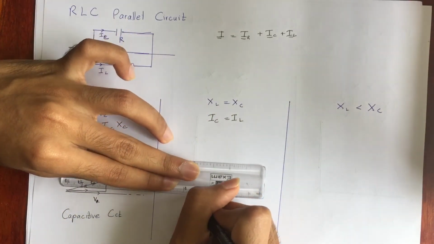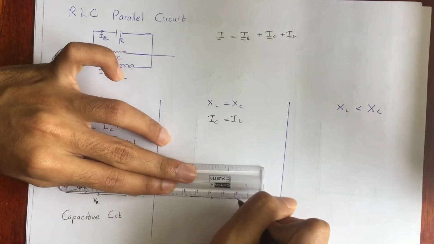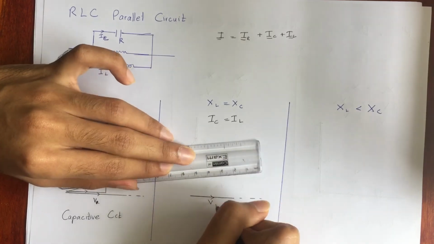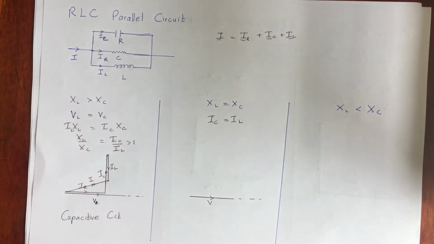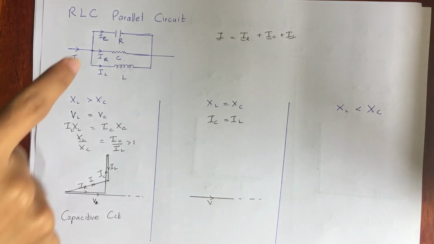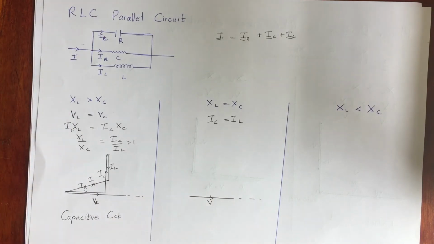So you can directly draw. The main thing is we are going to take this voltage as the reference here. Remember, the reason is that the voltage across these three elements is the same. As this is a parallel circuit, you take the voltage as the reference. But when you are considering a series circuit, you take the current as the reference line, because I is not going to change in a series circuit.